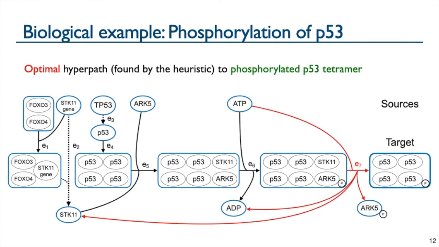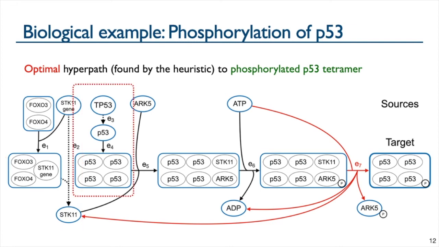Here we show the shortest hyperpath to the phosphorylated p53 tetramer, which shows the activation of p53 in the cell. Here, the sources are along the top of the figure, which are vertices in the hypergraph with no in-edges, so we assume that they are already present in the cell. The target is on the right, the phosphorylated p53 tetramer. Edges E2 and E3 are dashed because they show transcription of a protein, and the small circle with a P inside shows phosphorylation. So here, transcription factors FOXO3 and FOXO4 facilitate the transcription of STK11 in the hyperedges E1 and E2.